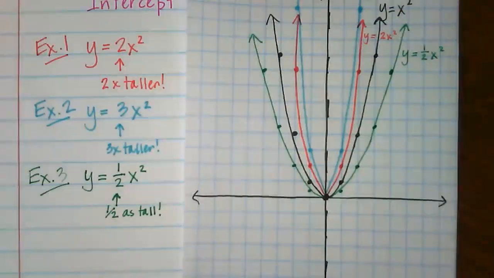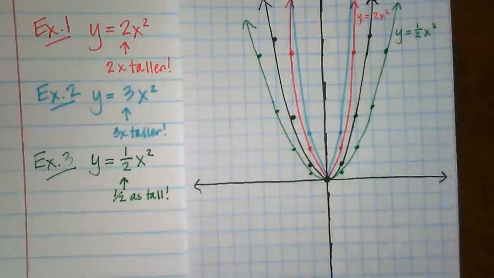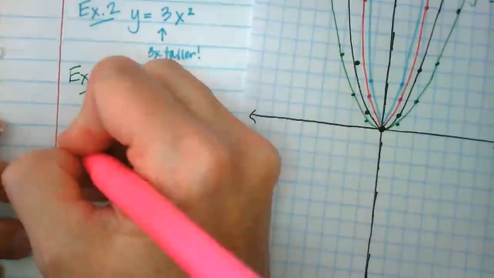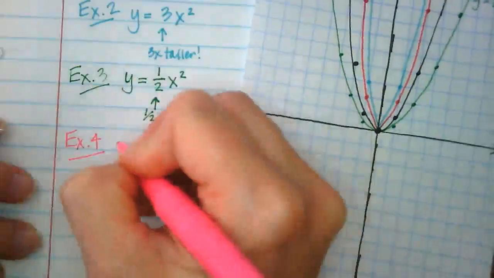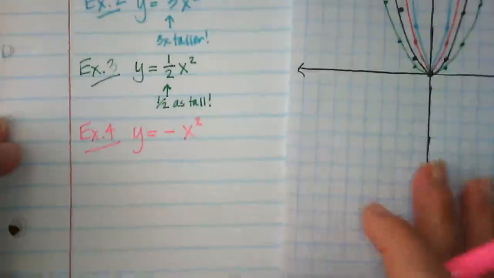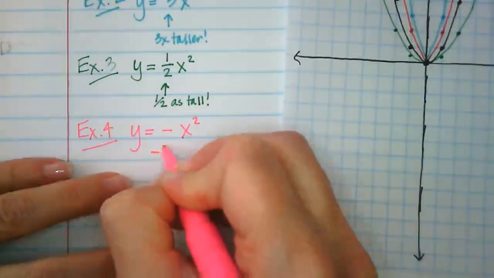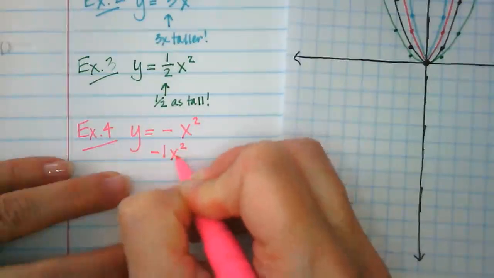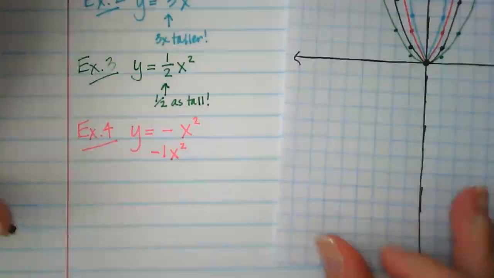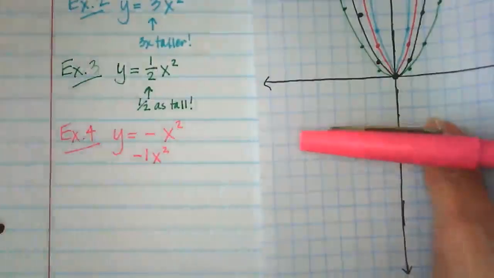So let's talk about what happens if the value of A was negative. All right, we'll do a pink. So for example 4, what if we had y equals negative x squared? Now first of all, probably need to remind you that this is the same as -1 x squared. So order of operations says that we need to do the exponents first and then multiply by -1. Can you take a guess? We'll see if you're right.